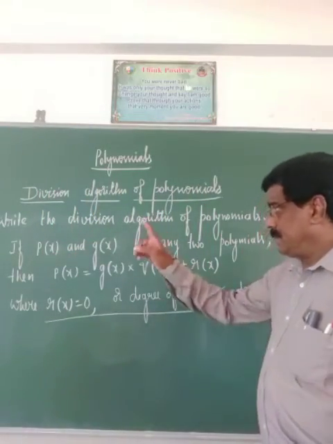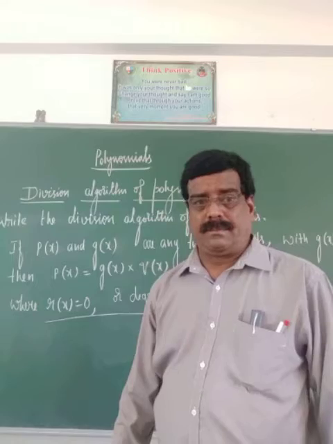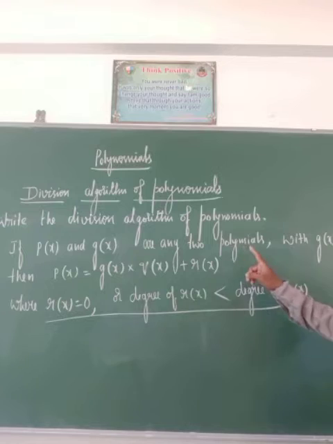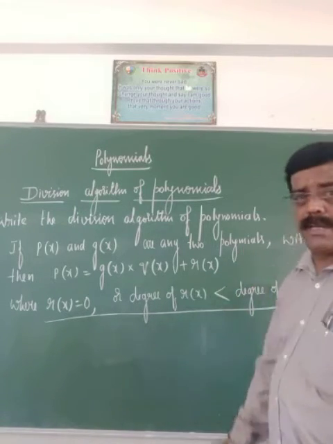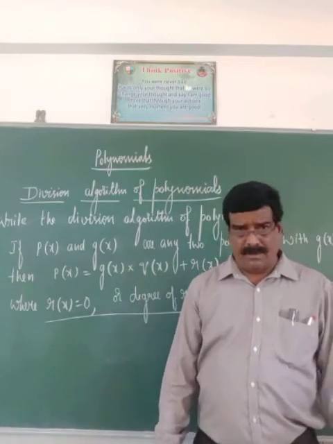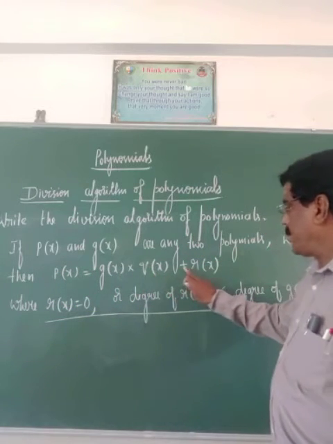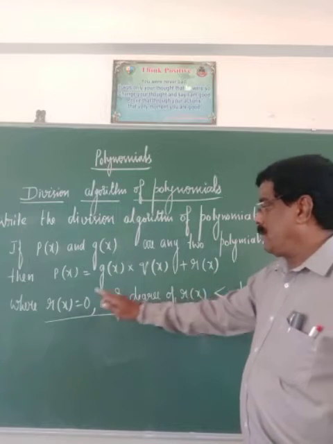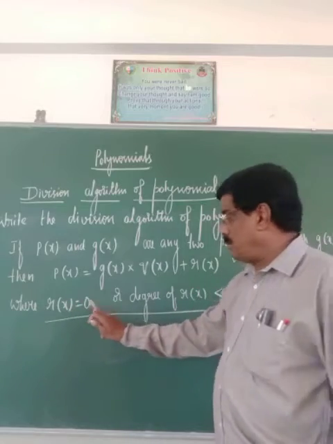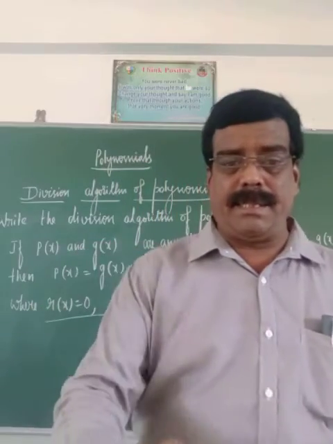I repeat, if they ask for the division algorithm of polynomials for 1 mark, you have to start like this. If p of x and g of x are any two polynomials with g of x not equal to 0, because g of x should be some expression which is a divisor, then p of x equal to g of x into q of x plus r of x. So the condition for r of x is 0. r of x may be equal to 0. If r of x is not equal to 0, we should know that degree of r of x is less than degree of g of x. This is the condition, children.